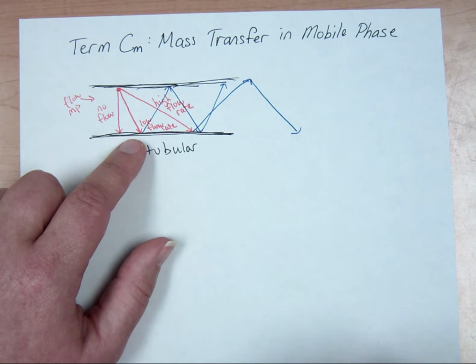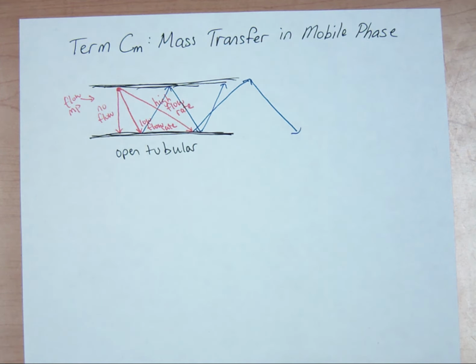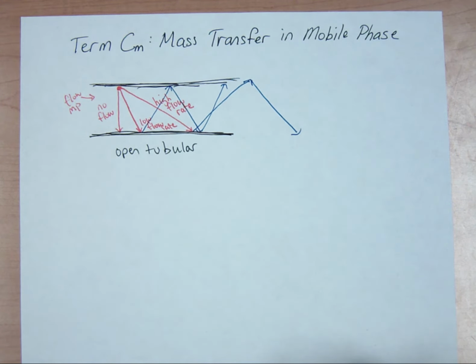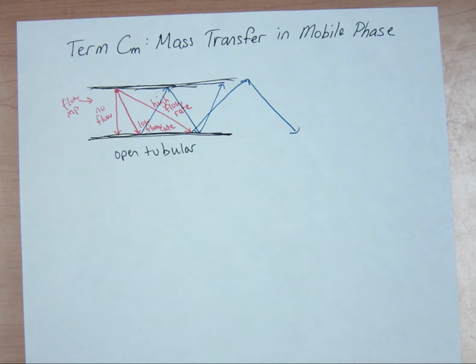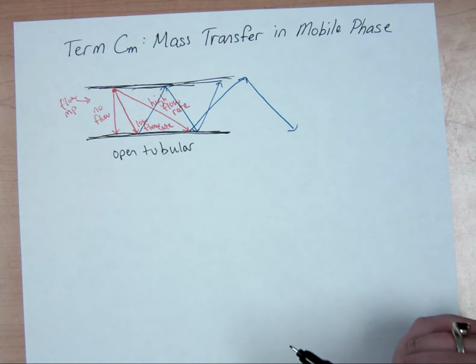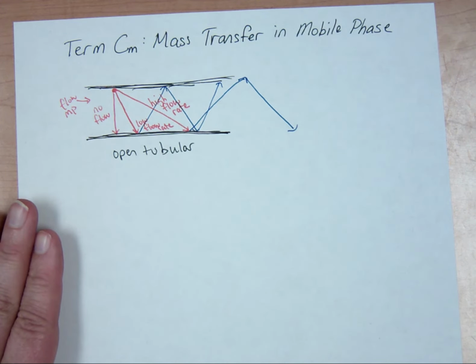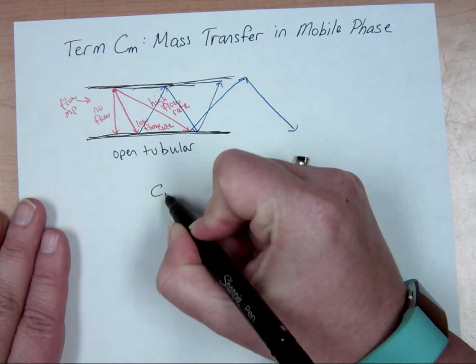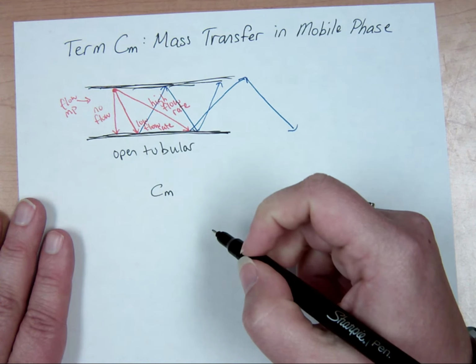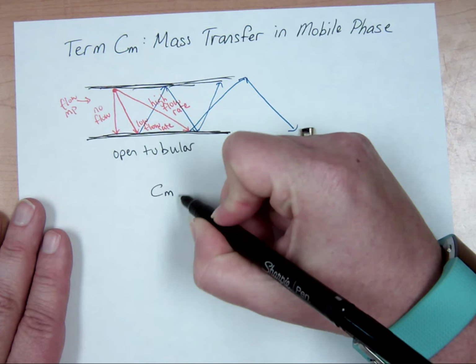So we're going to get a lower efficiency of separation simply because we're not encountering the stationary phase as well. Okay, so in this case, what we have for Cm is, when we write this out, Cm, or the mass transfer in the mobile phase, is going to be directly proportional to the flow rate.